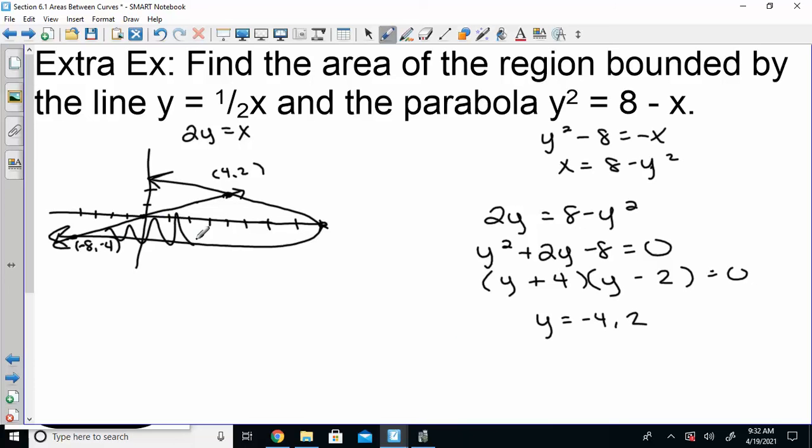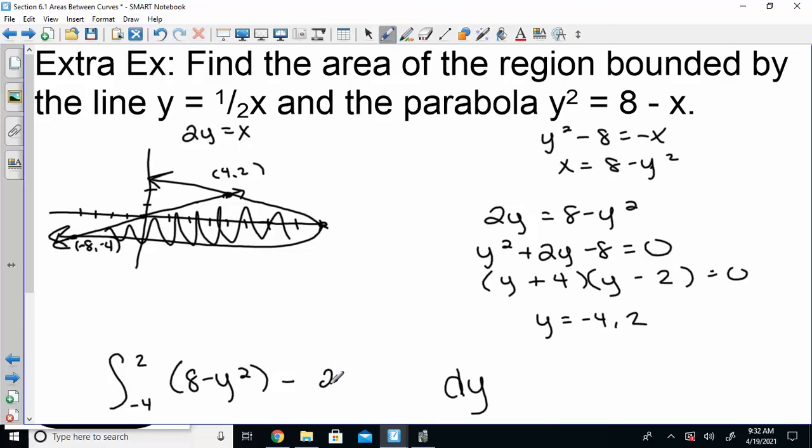So we have to find this. Okay, if I'm keeping y as my variable, that means this is a dy at the end. These have to be y values. So you go bottom to top. And when you set it up, you do the right minus the left. And how will you know if you flip them and did it backwards? You'll get a negative at the end. So the right-hand curve, that was my parabola, so that's my 8 minus y squared, minus the left, which was my line, the 2y.